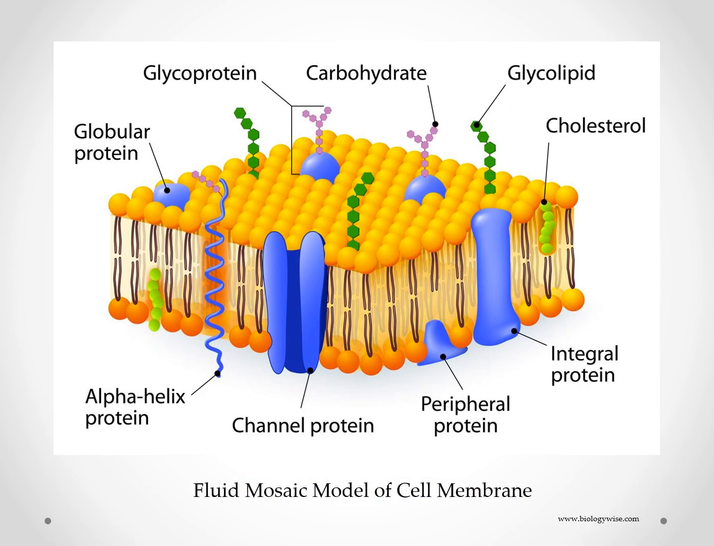So in this slide, we see a diagram of the fluid mosaic model of the cell membrane. In the diagram, we see the lipids are arranged in a bilayer. The heads are pointing on the outer side and the tails are pointing towards the inner side. Also, we see a variety of proteins inside the cell membrane. We have globular protein, peripheral protein, and integral protein. This diagram is very important in exams. Students often get the question to draw a well-labeled diagram of the fluid mosaic model of the cell membrane.